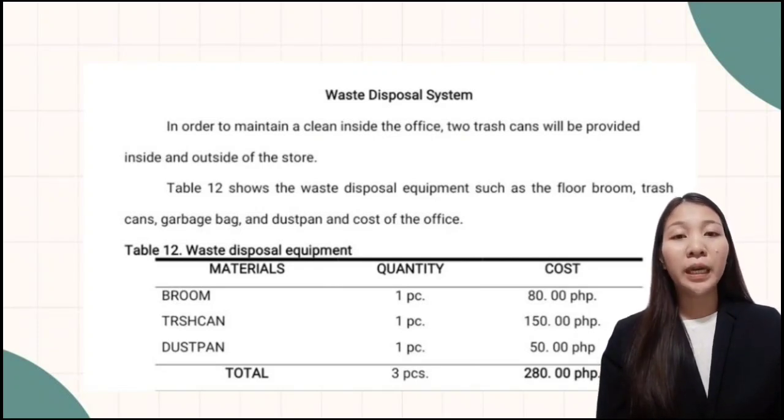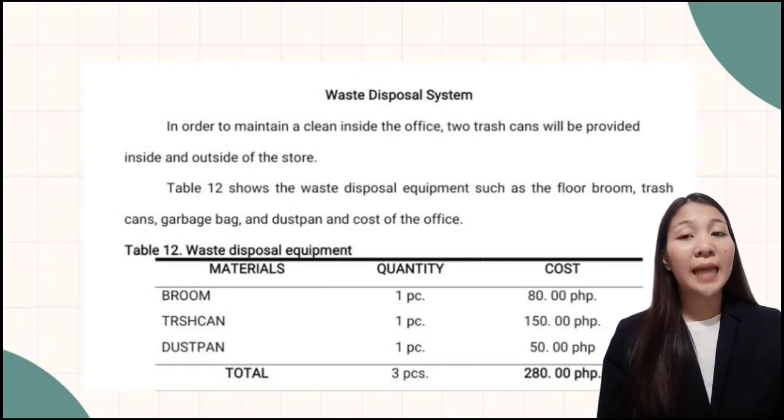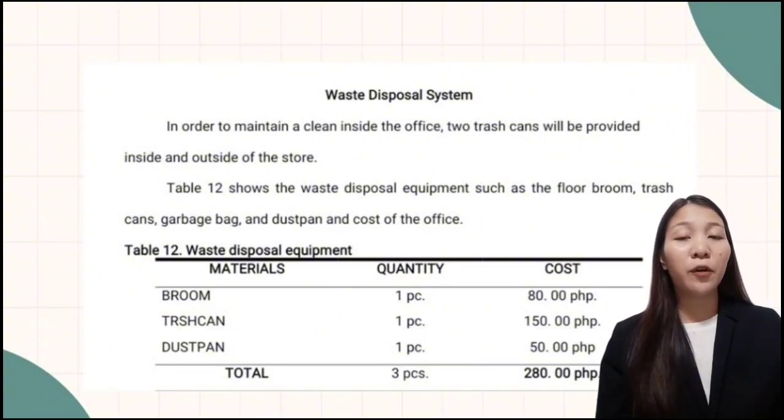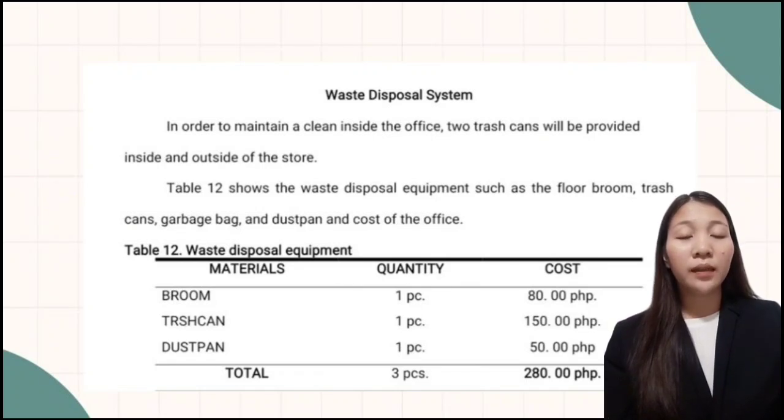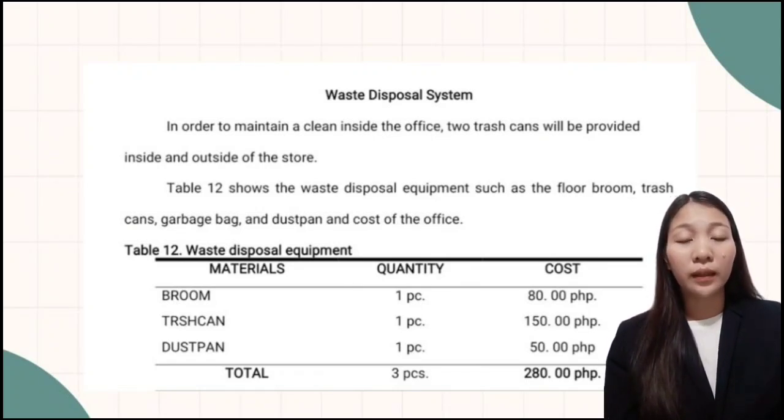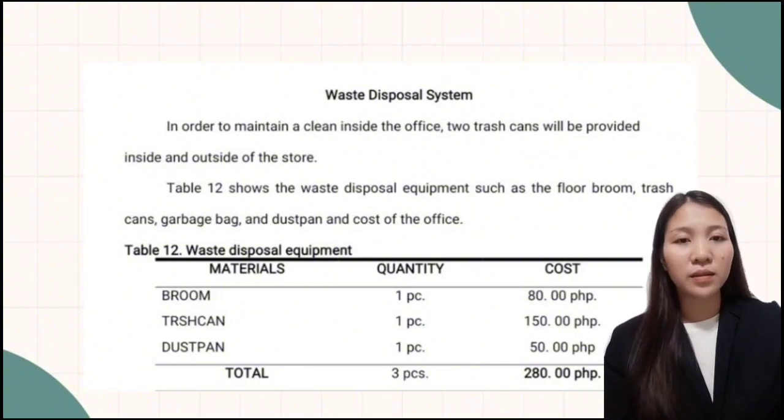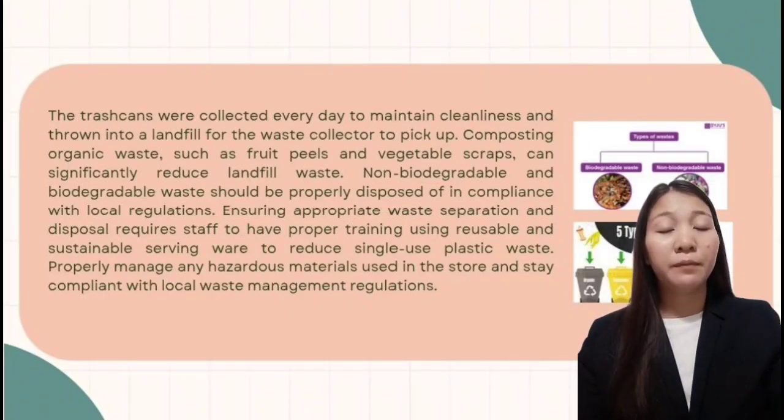For example, here in the table, here are the materials needed, its quantity, and of course, its cost. For example, for the broom, 1 piece 80 pesos. For the trash can, 1 piece 150 pesos. For the dustpan, 1 piece 50 pesos. For the total of 280 pesos. In this part, it is important that you know what are the materials that you need, its quantity, and of course, its cost. Also, this paragraph below, you can add this in your waste disposal plan.